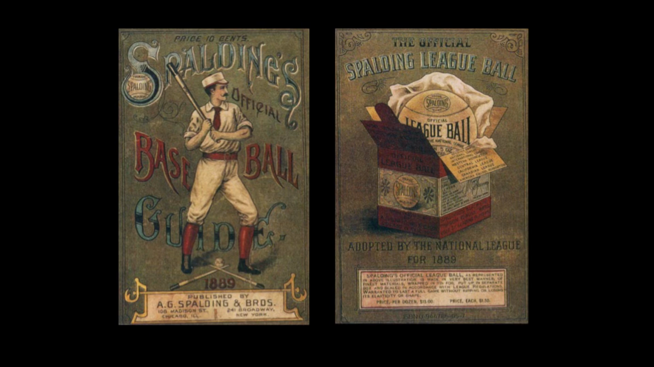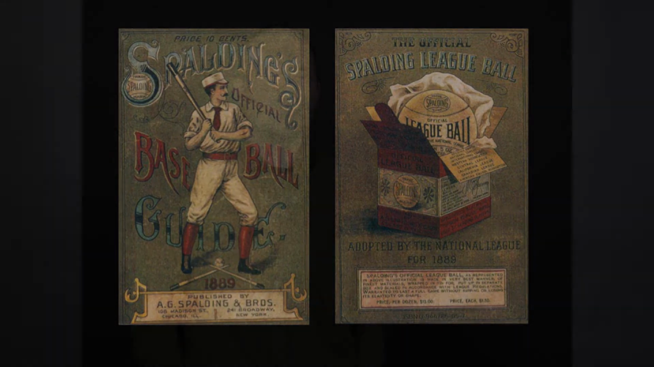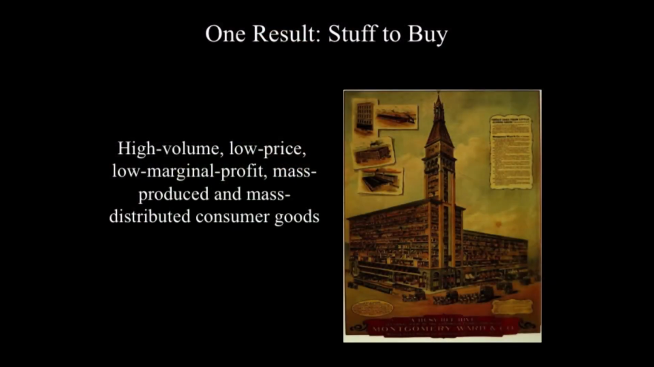And so one of the most obvious and most important consequences of these industrial changes was an economy more and more filled with high volume, relatively low price, relatively low marginal profit. That is, the profit per item was relatively low. Mass-produced, mass-distributed consumer goods: cigarettes, sporting goods, cameras, processed foods, and a variety of others.